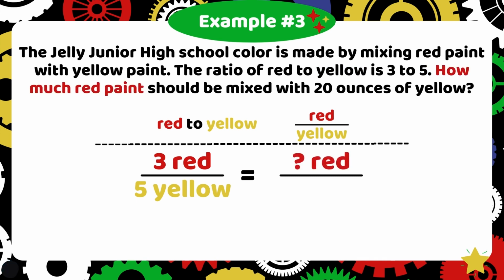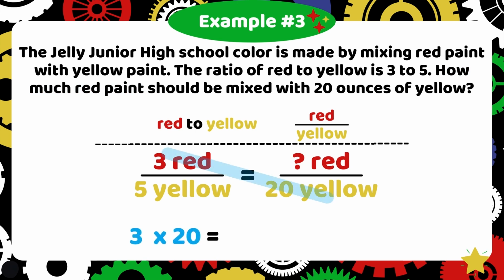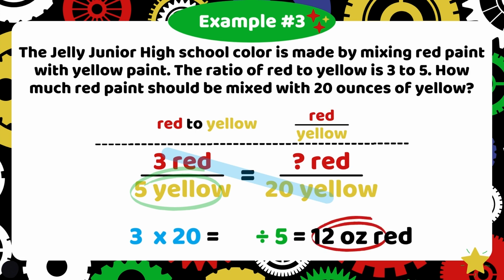The question asks how much red paint, so the red paint is our unknown, should be mixed with 20 ounces of yellow. So we do know the amount of yellow, which we will put on the bottom, 20 ounces. Find the opposite corners that both have numbers, in this case 3 and 20, and multiply them. Then find the other number in the proportion, 5, and divide by that. 3 times 20 equals, don't clear your calculator, then hit divided by 5, and equals again. And you should have gotten 12 ounces of red.